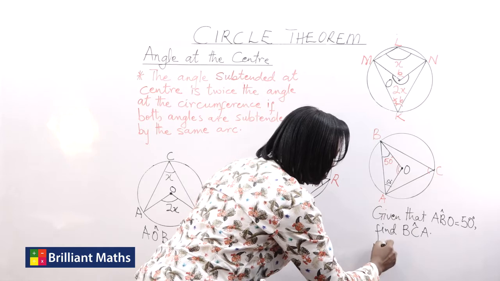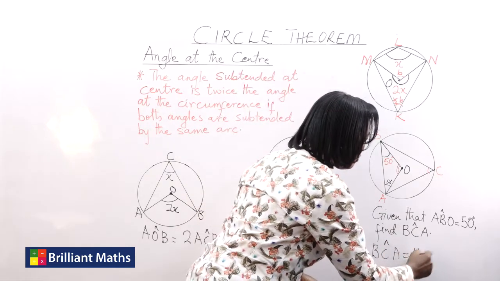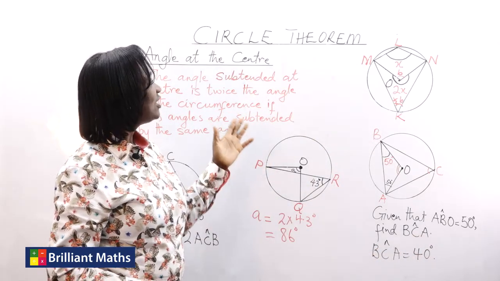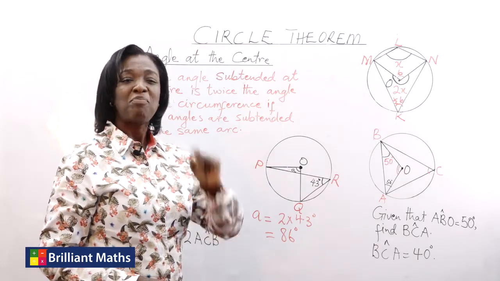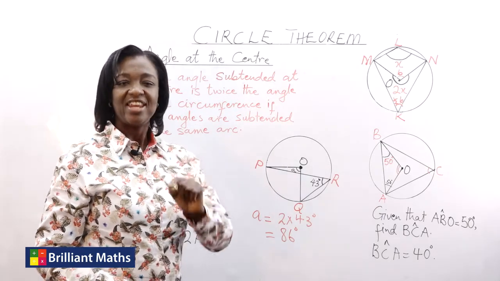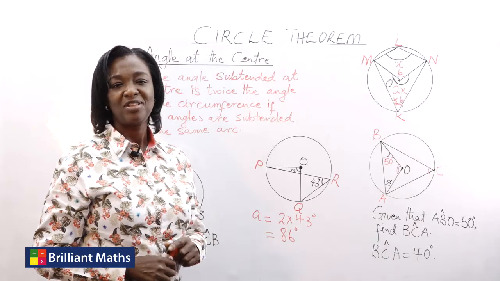BCA is equal to 40 degrees. Anytime that you are working circle theorem problems, look out for the particular arc that subtends any given angle. That will help you solve the problems.